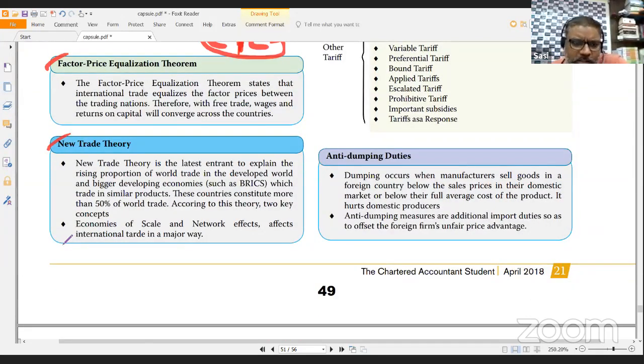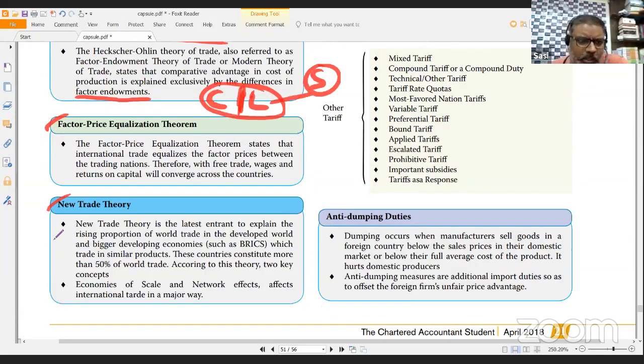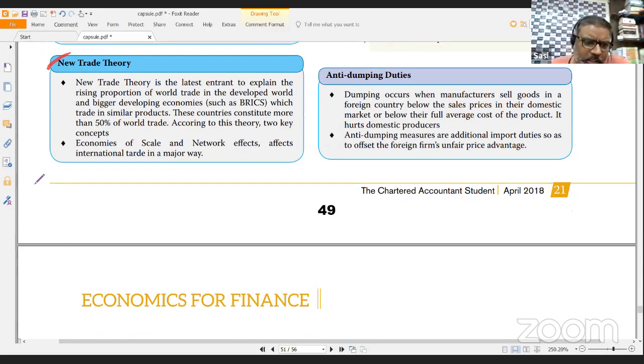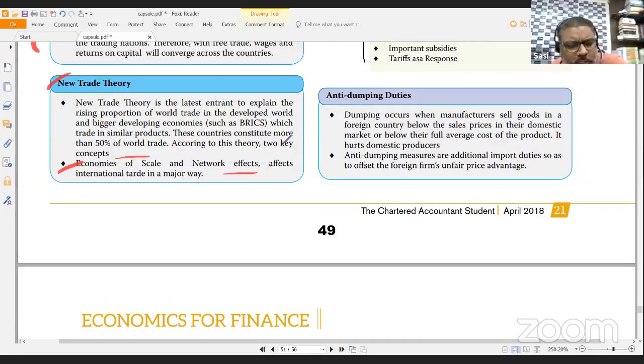Then the factor price equalization theorem is an extension of that. Both are the same; both were proposed by the same people. The new trade theory is something different. What they say is that the major reasons for the expansion of global trade are economies of scale and network effects. They are the major reasons according to them. And that is also true.